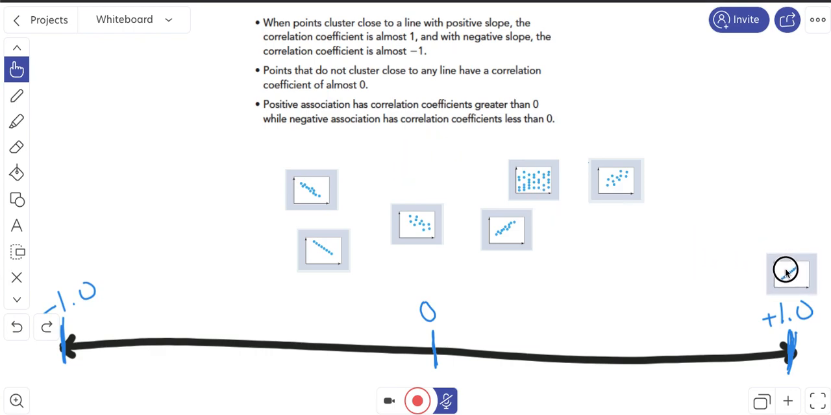Here's my positive 1.0 relationship. That is a perfect correlation coefficient that's showing the positive slope and is very strong. A negative 1 slope would look something like this. Again, a nice negative set of points going down in a nice negative slope. And here is a perfect example of a negative 1.0 correlation coefficient. Points that do not cluster close to any line have a correlation coefficient of almost 0. So that means there's no relationship.